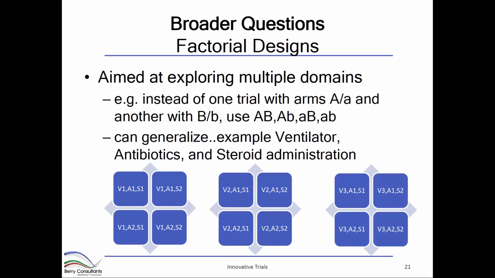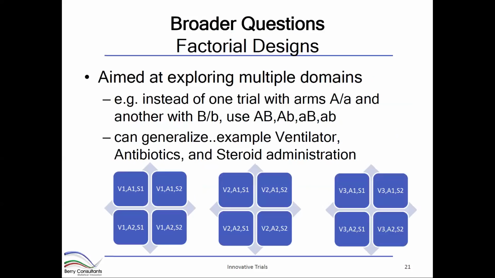Examples of trials that incorporate broader questions. Factorial designs, this is a very old kind of design, but it's used fairly minimally in randomized clinical trials. These are trials aimed at exploring multiple domains. So instead of, say, one trial where you're exploring factor A, big A versus little a, and another trial with factor B, big B versus little b, we go ahead and put them all together. So we do A and B together, A without B, B without A, and neither one of them at the same time.